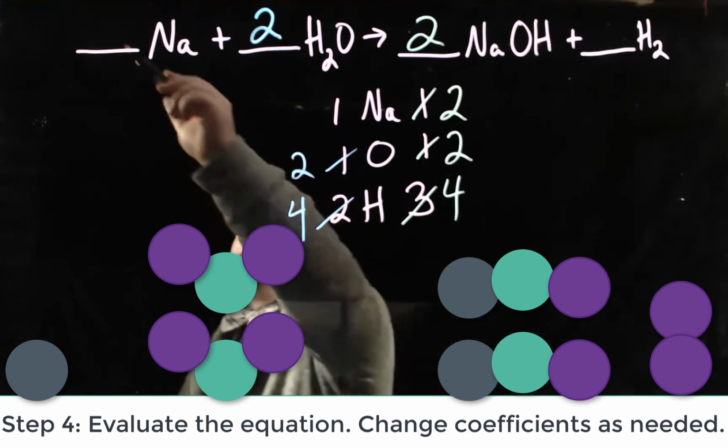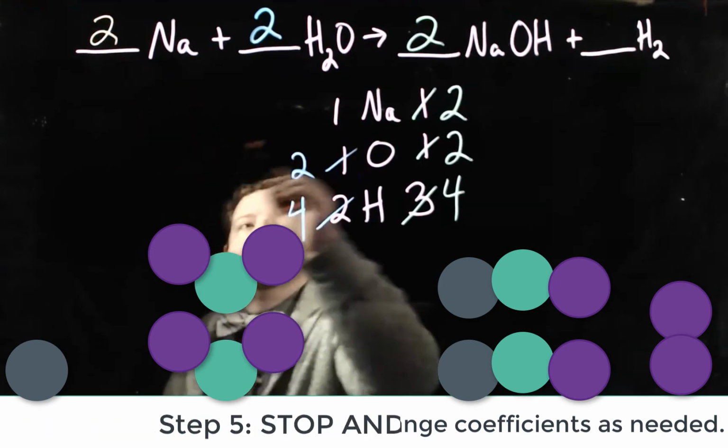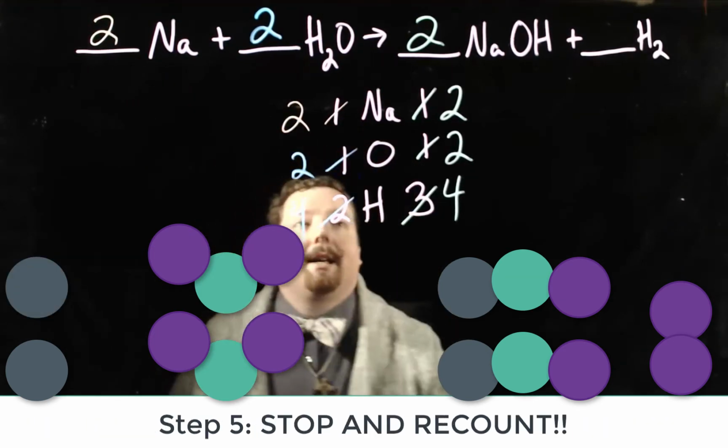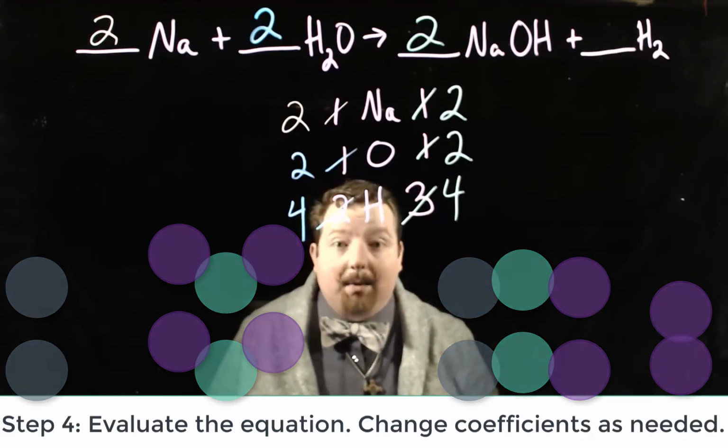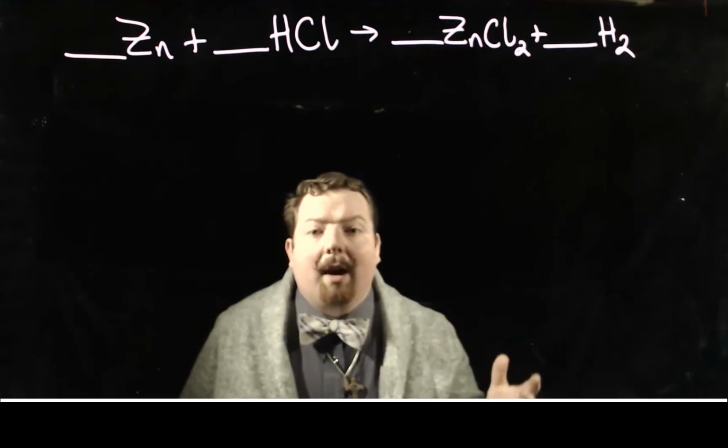We have Na over here. Instead of 1, let's make that 2, giving us now 2 Nas. So back to step 6. Are we balanced? Yes, we are. One last example before we summarize all of these steps.